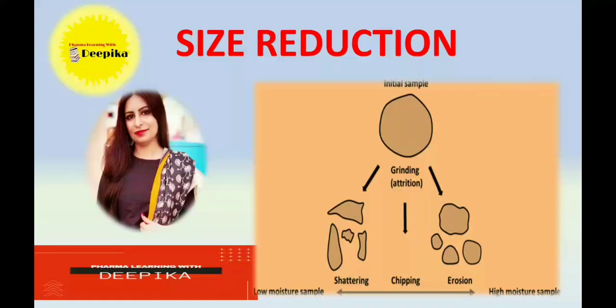In our previous video lectures, we have studied the definition of size reduction, objectives of size reduction, processes of size reduction, advantages and disadvantages of size reduction, factors affecting size reduction, and the principles and theories of size reduction. In this video, we're going to talk about various equipment used in size reduction. So, let's talk about the first equipment, that is the hammer mill.